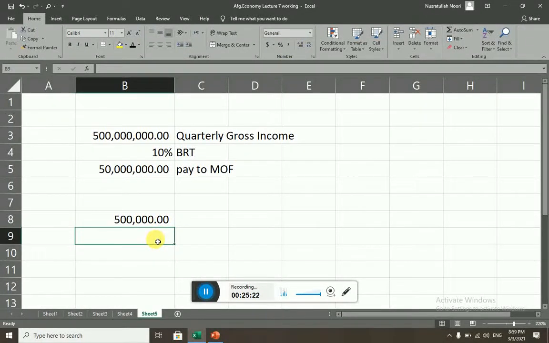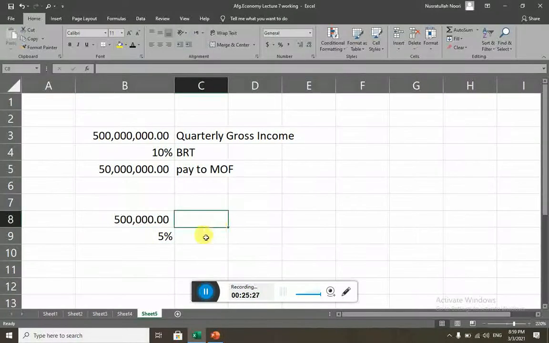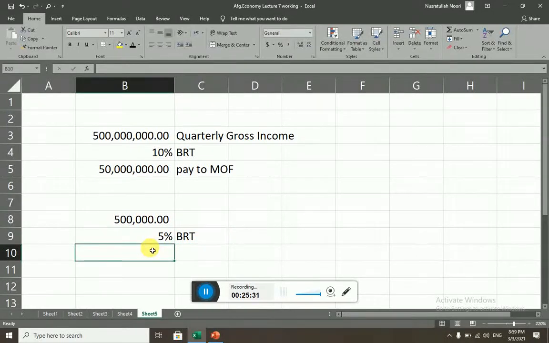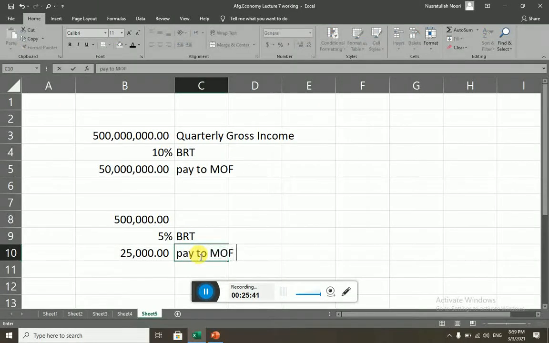By law, we are subject to pay 5% BRT. So let's calculate how much is 5% of 500,000. Multiply by 5%, so 25,000. We'll have to pay 25,000 per quarter and report our revenue as well.